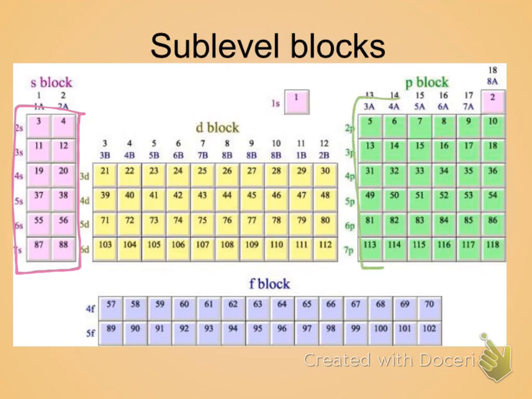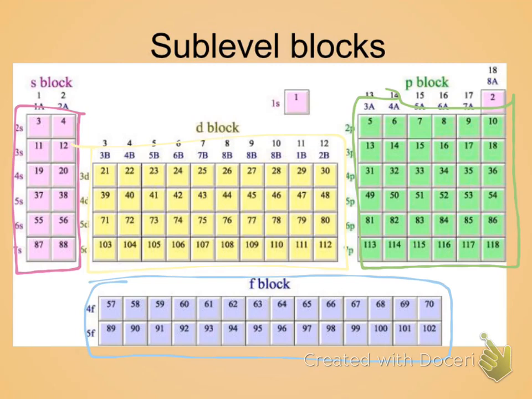Groups 13 through 17 are the P block. That middle ground out there is the D block. And situated down below everything else on the periodic table, away from everything else on the periodic table, is the F block.